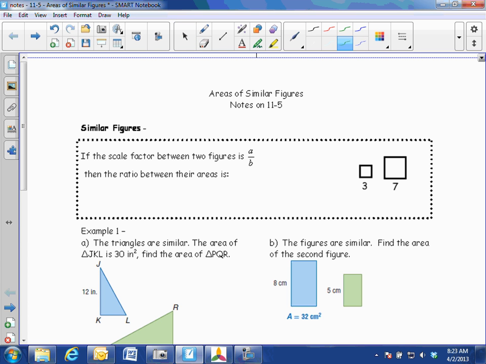Okay, so now we're talking about areas of similar figures. What makes figures similar? They're the same shape but different sizes. There we go. Same shape, different sizes. Right, but not necessarily different sizes.